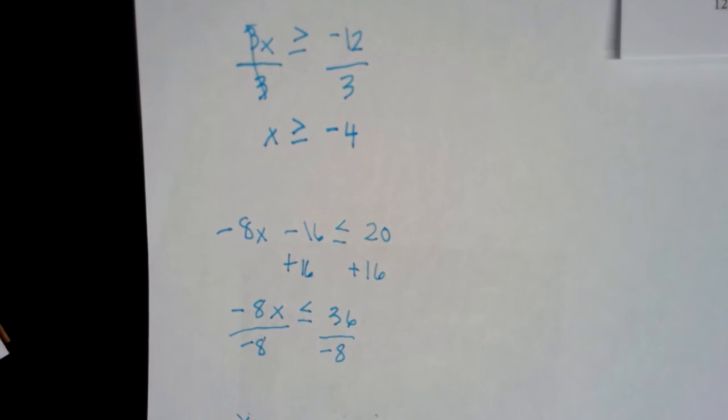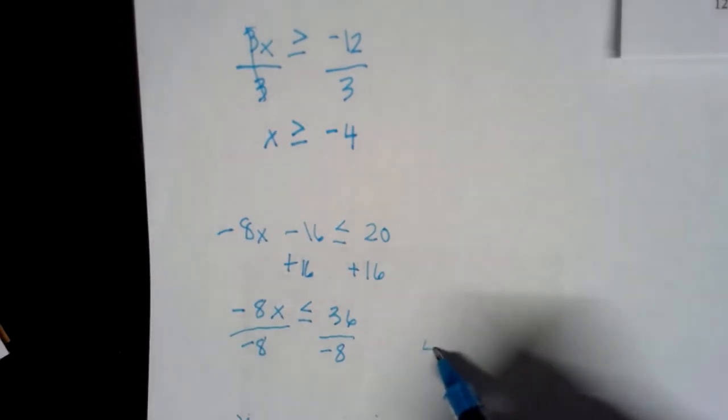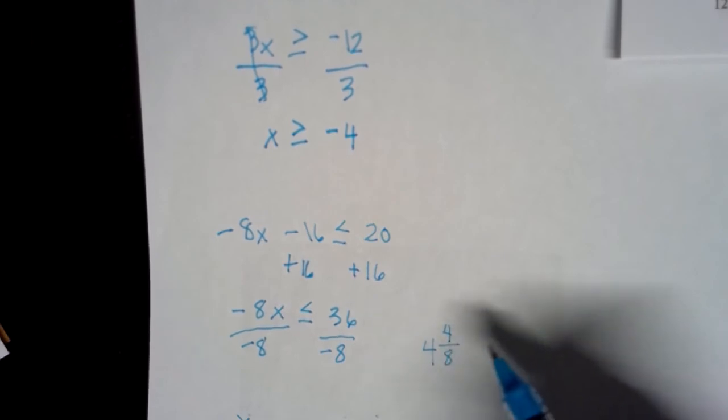36 divided by -8. What is 36 divided by 8? Ooh, was it 36, not 32? Well, that was a good one to pick. Yeah, it's going to be 4 and 4/8. It's actually going to be 4.5. All right.